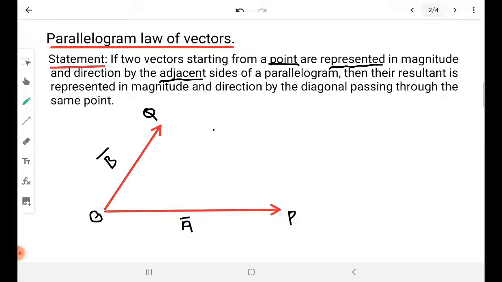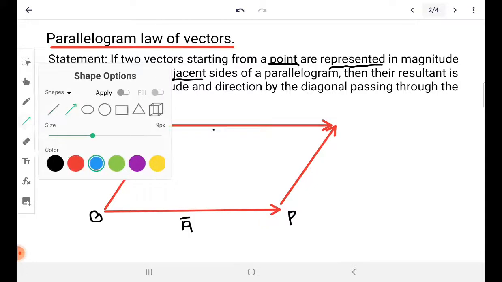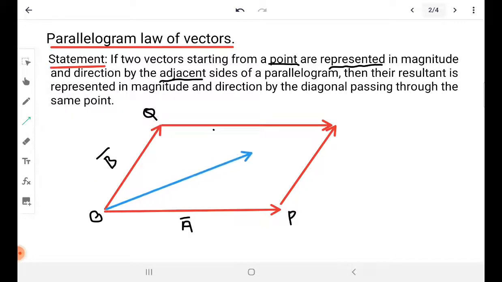So to construct a parallelogram, we have to draw two more parallel lines. One vector parallel to OP bar starting from Q and the other vector starting from P, which is parallel to B bar. So now we can see that a parallelogram is constructed. Then the resultant is represented in magnitude and direction by the diagonal passing through the same point.